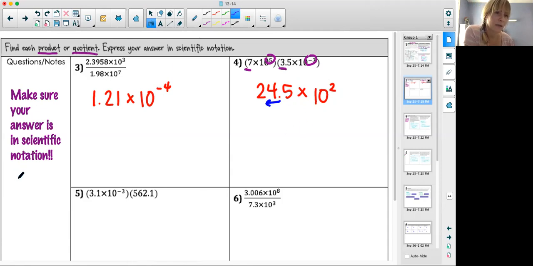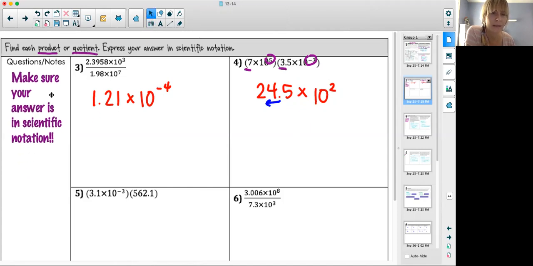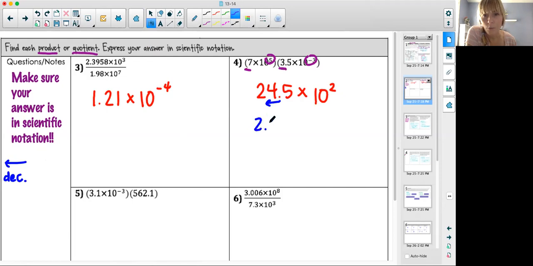Now let's come back over here. See this note on the side where you said make sure your answer's in scientific notation? We are going to add a couple notes to ourselves, okay? This is a handy little trick that you can use when you're trying to fix something that is almost scientific notation, but not quite. If you move, I'm going to draw an arrow this way, and I'm going to write decimal, DEC for decimal. If you move the decimal to the left, 24.5 is going to turn into 2.45.